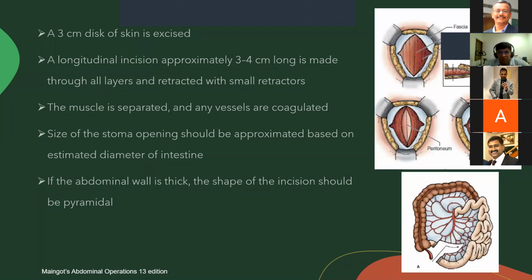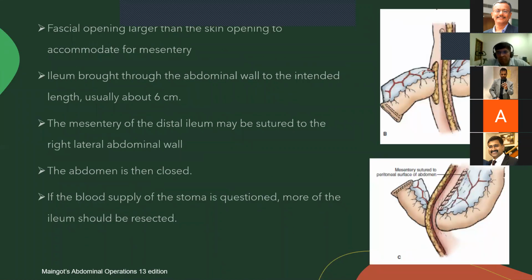The size of the stoma opening should be based on the estimated diameter of the intestine. There is a usual rule that 2-finger width can be followed. However, I'm not very confident whether this rule can be applied in all situations. If the abdominal wall is thick, the shape of the incision should, instead of a circular one, be a pyramidal incision. The fascial opening larger than the skin opening has to be made to accommodate the mesentery.